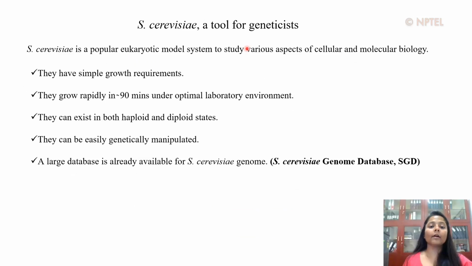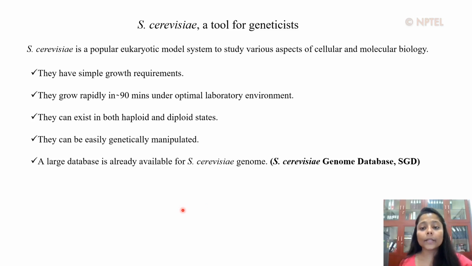Till now, we have discussed different cellular aspects of Saccharomyces cerevisiae. Now let's try to understand why Saccharomyces cerevisiae is a popular and useful tool for geneticists. Saccharomyces cerevisiae has simple growth requirements. They grow rapidly, in approximately 90 minutes, under optimal laboratory environment. They can exist in both haploid and diploid states. They can be easily genetically manipulated, and a large database is already available for the S. cerevisiae genome, referred to as the S. cerevisiae genome database or SGD.